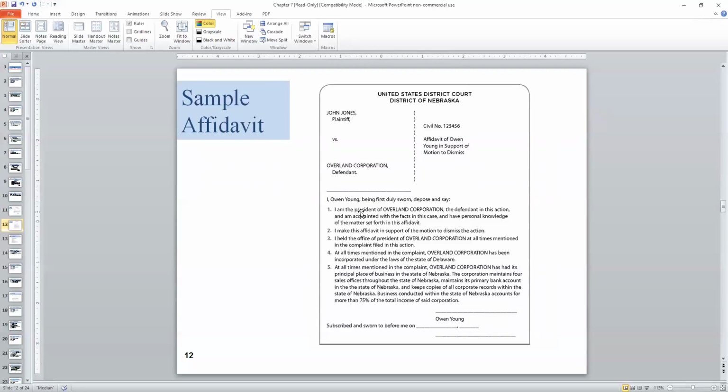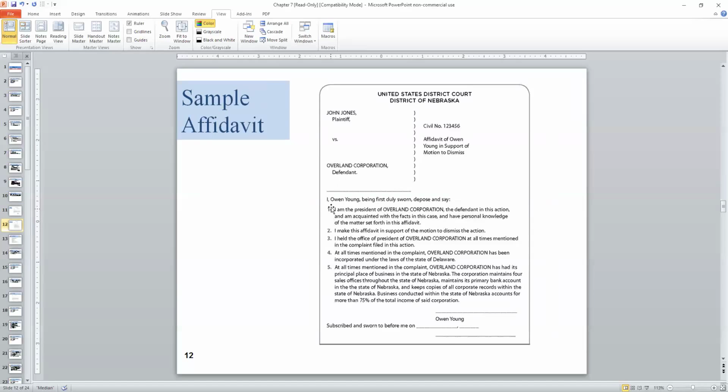I, Owen Young, being first duly sworn, depose and say, I am the president of Overland Corporation, the defendant in this action, and am acquainted with the facts in this case, and have personal knowledge of the matters set forth in this affidavit. This first paragraph is going to be numbered. That's a common way to do affidavits, so that you can, in your memorandum, refer to particular paragraphs. This is obviously a very short affidavit. You might have an affidavit that's 4 or 5 pages long, and it's convenient for the reader to know what part of the affidavit you're drawing the reader's attention to.